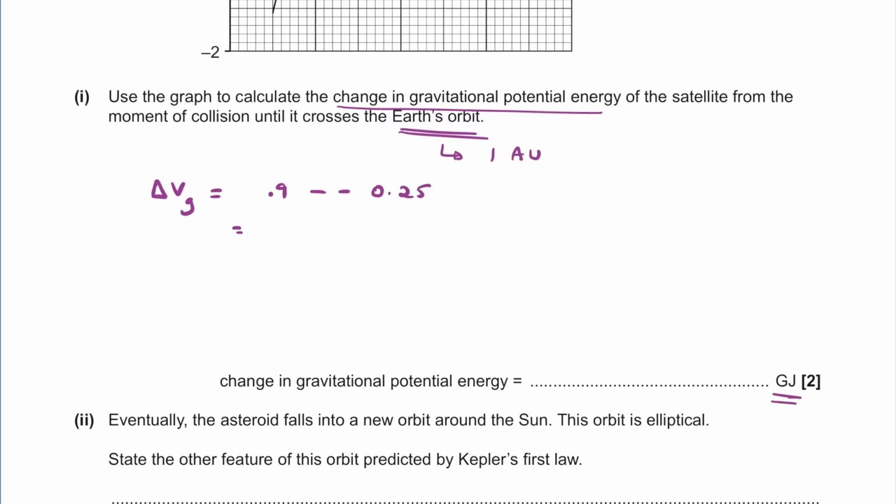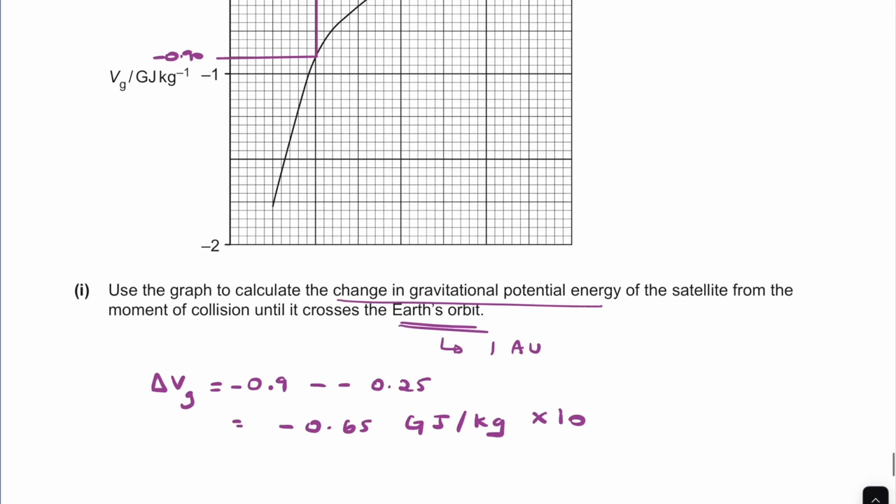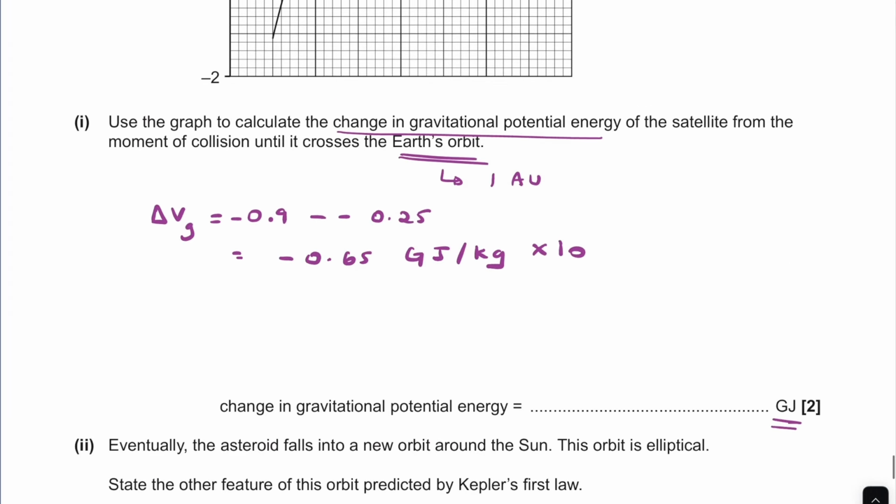I would end up with minus 0.65 gigajoules per kilogram. And I know that for a mass of 10 kilos of the satellite, it would therefore be an answer of 6.5 gigajoules of energy. We can ignore the sign over here because it's just a change in gravitational potential energy.